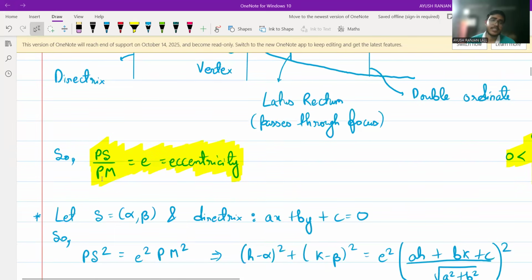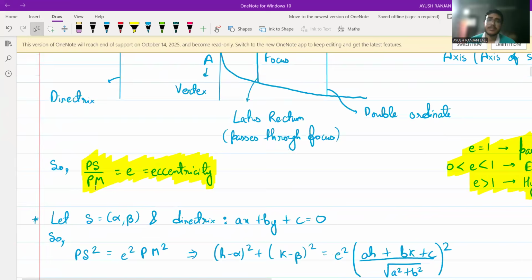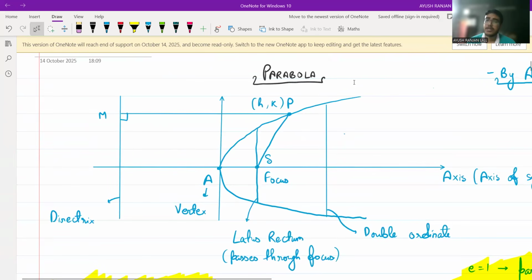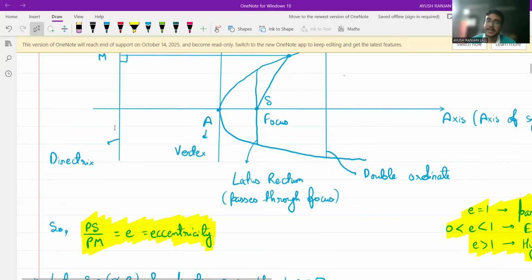What is eccentricity? Eccentricity is PS by PM. Let's see here. P is any point on the parabola, S is the focus, and M is the foot of perpendicular from the point P on the directrix. So the PS by PM ratio should be equal to 1 for a parabola, and that ratio is also known as eccentricity. Okay. Next.